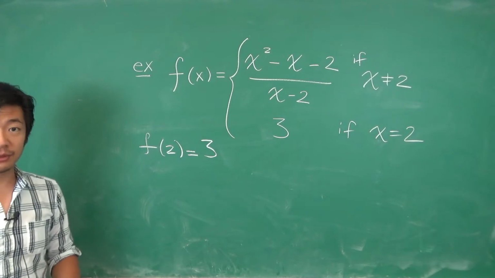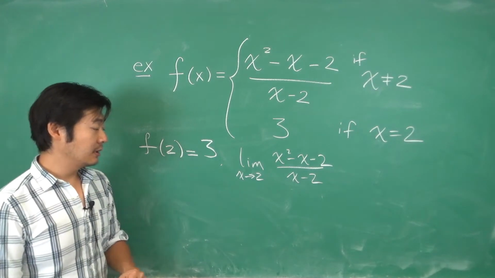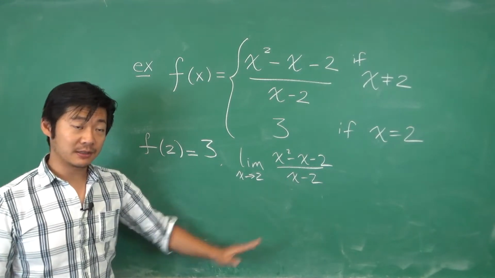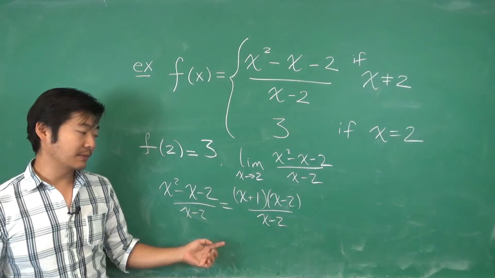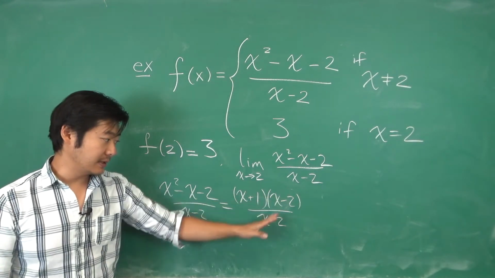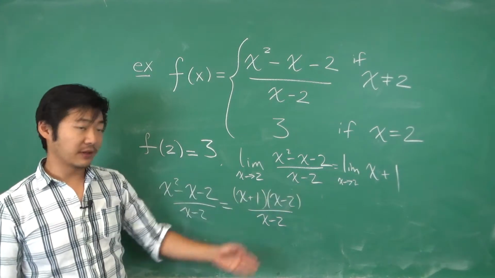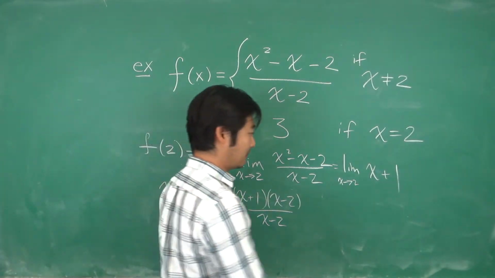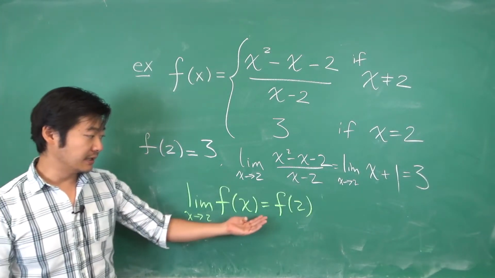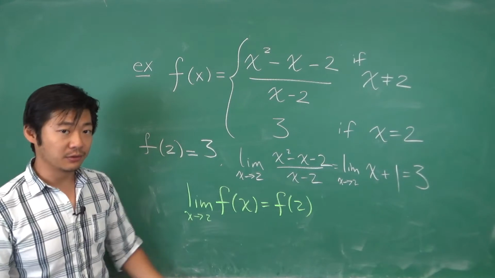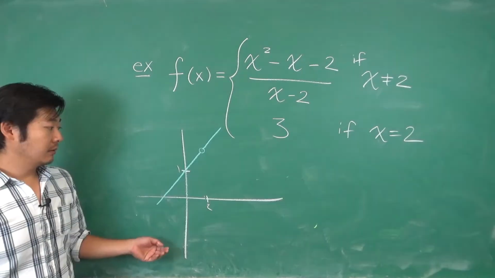Next, let's try to compute the limit. What's the limit as x goes to 2 of this? We need to algebraically manipulate this. We can factor the numerator into x plus 1 times x minus 2, and in the limit, these will cancel. So this becomes the limit as x goes to 2 of x plus 1, which is 3. So we have that the limit as x goes to 2 is equal to f of 2. So it is continuous at x equals 2.